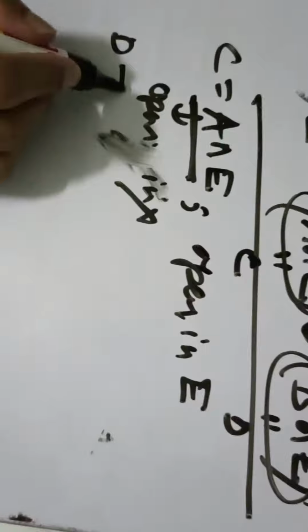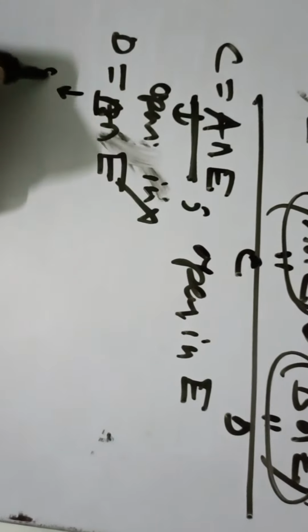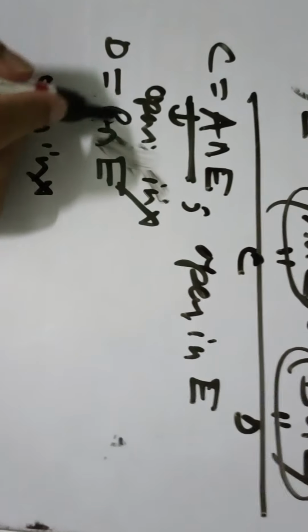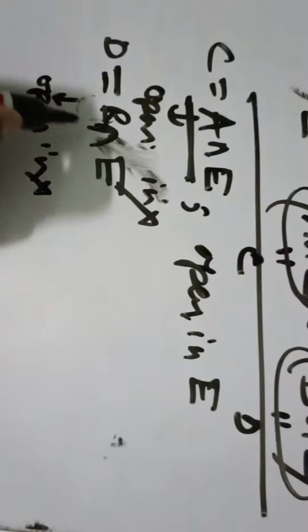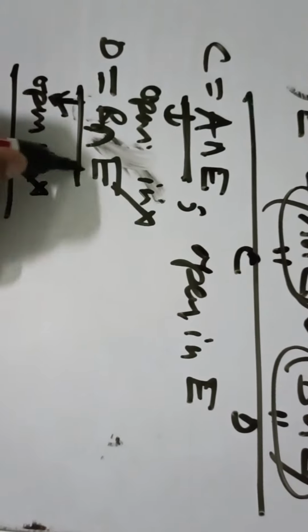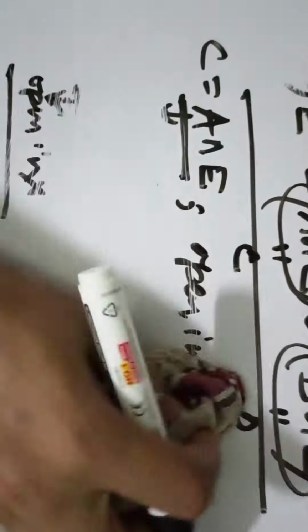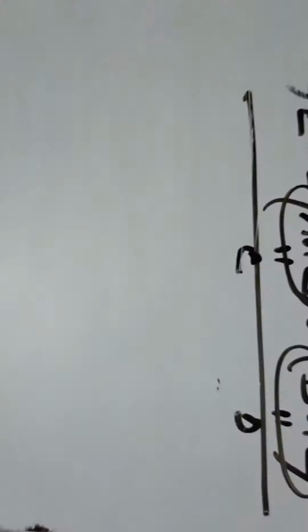Okay, similarly D equals A intersection B intersection E, right? Since B is open in X, B intersection E, okay, right? Now B is open in X. If I take the intersection with E, by the subspace topology this becomes open in E. So both C and D are open in E. Also, if you observe C intersection D, then you get disjoint.